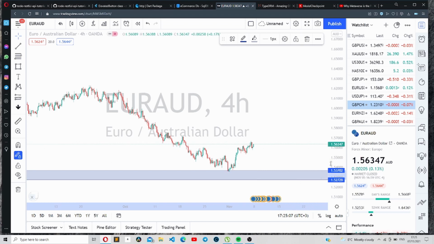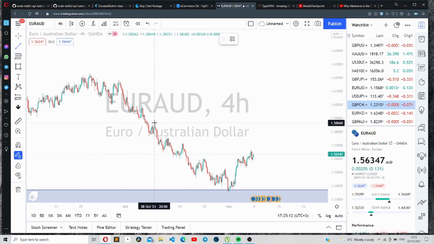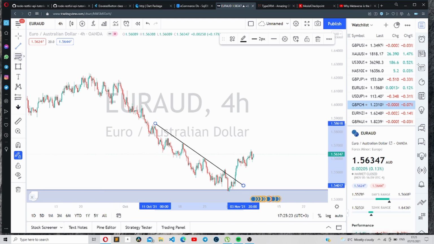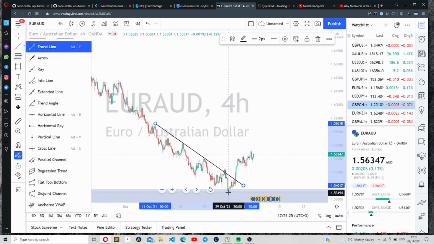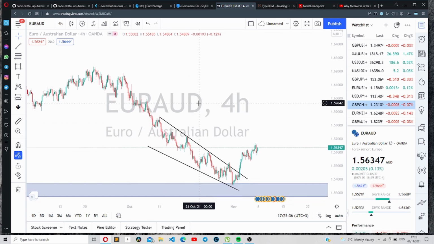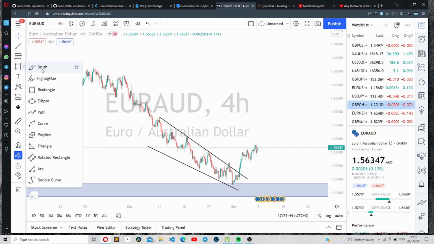Let's go on to the 4-hour time frame. As you can see, if I draw my trend line here, we can see that the market was in a nice and clear downtrend.